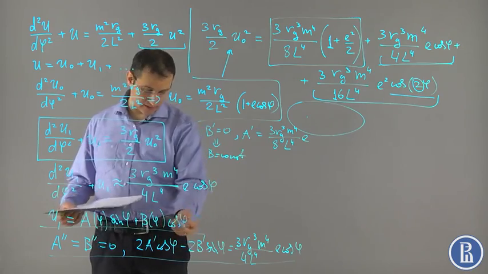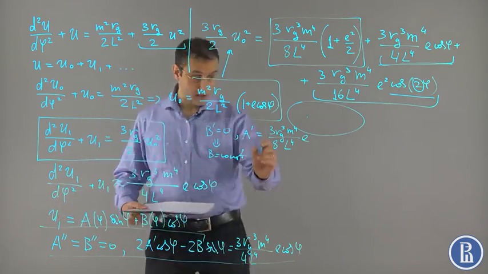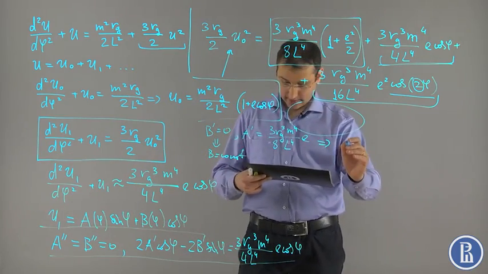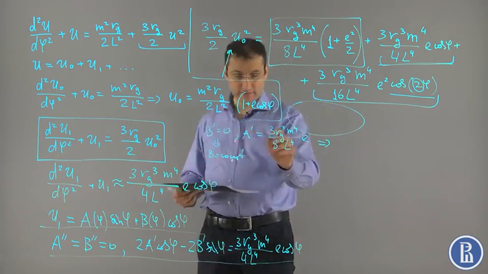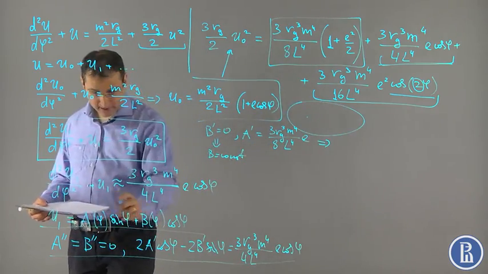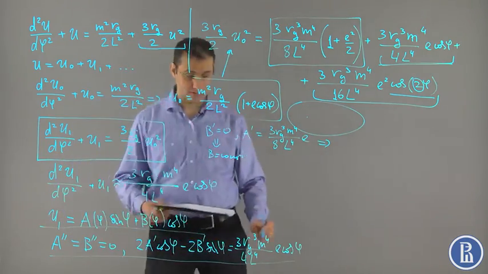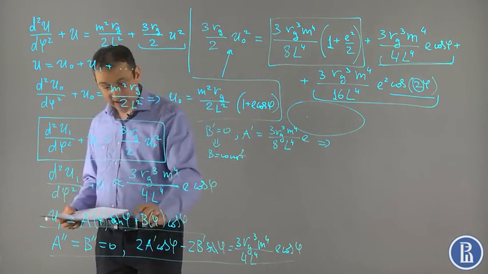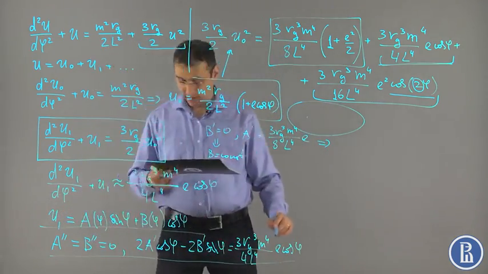If B is constant, this is just an oscillatory solution. From here, we find that A should be a linear function of phi. Then, when substituted here, we have a resonant, exactly resonant solution of the equation. That's what we have been looking for. This is the biggest contribution to U1.